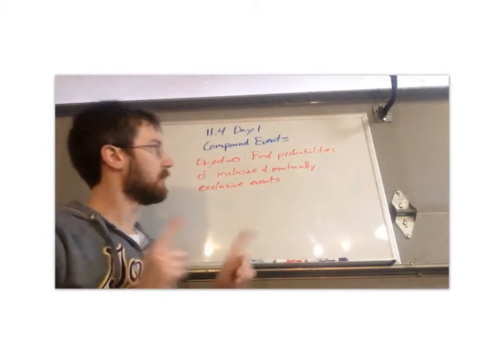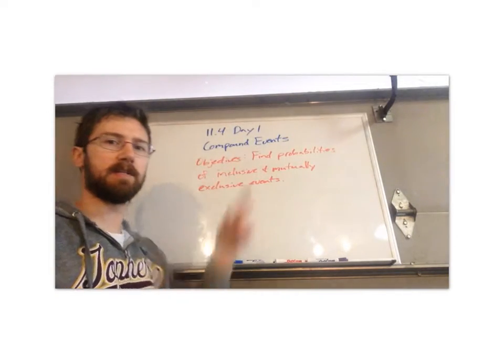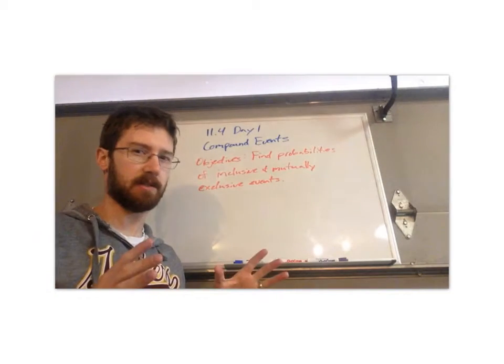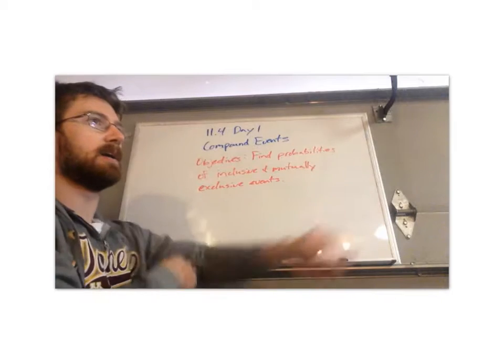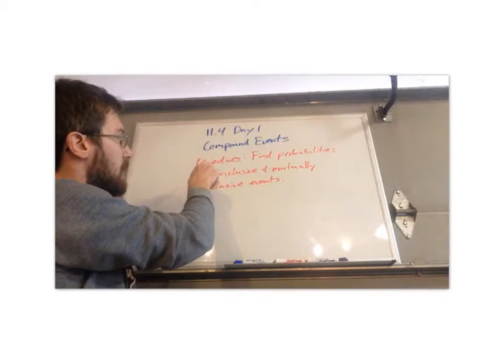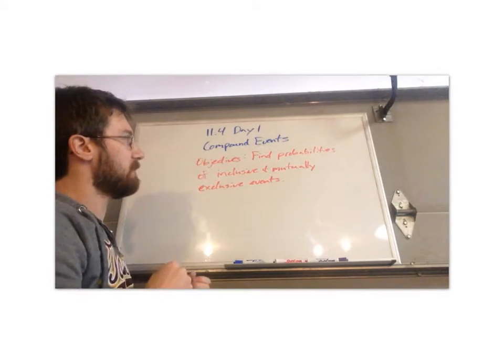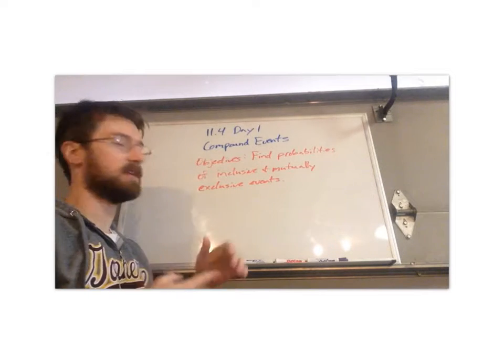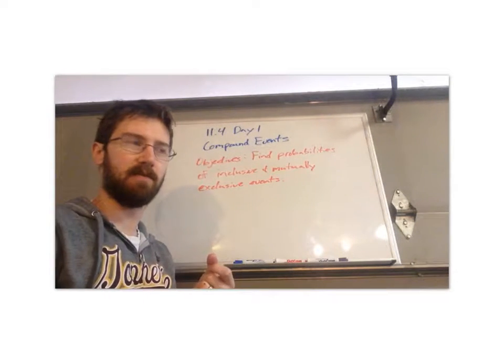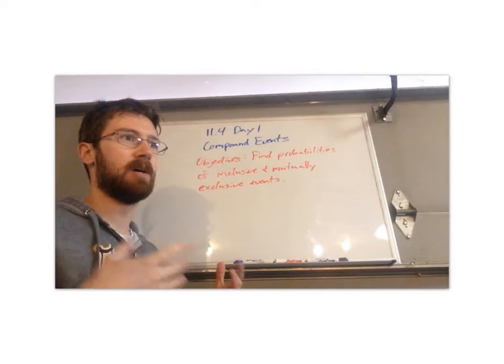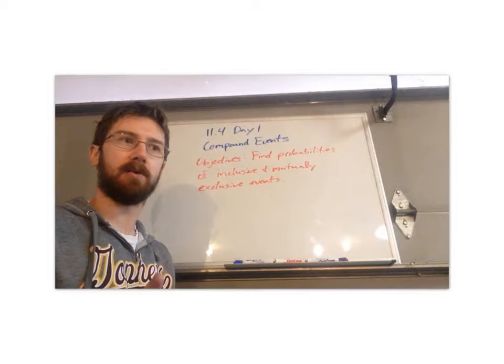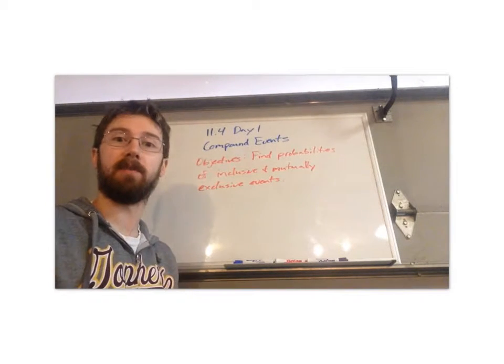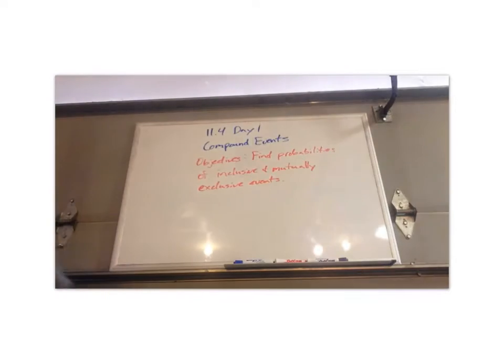All right, so 11.4 day 1, compound events. This one, I promise you, is a 2-day lesson, so we'll wrap this one up on Tuesday when we're back. But compound events. Our objectives today, finding probability of inclusive and mutually exclusive events. So these are going to be events where there's really more than one possible outcome, more than one favorable outcome is kind of the idea.